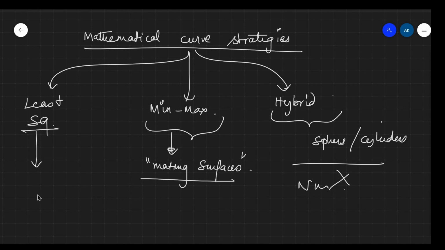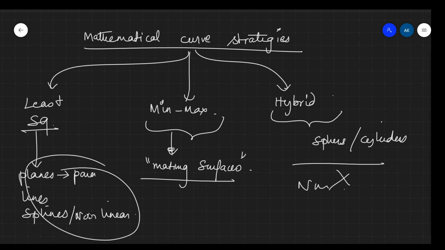And least square is used for planes by varying the parameters, of course lines and some splines. All these things, splines meaning nonlinear things, are done over here. And if you are very sure about a few data, you attach weights to those data. Fine. So now you got an idea.